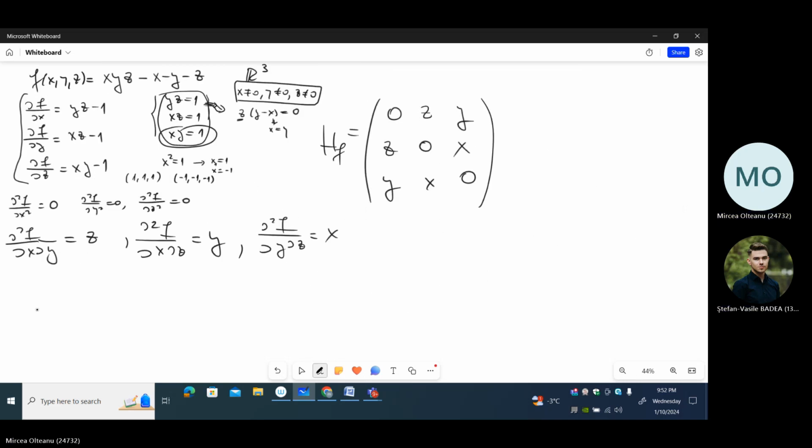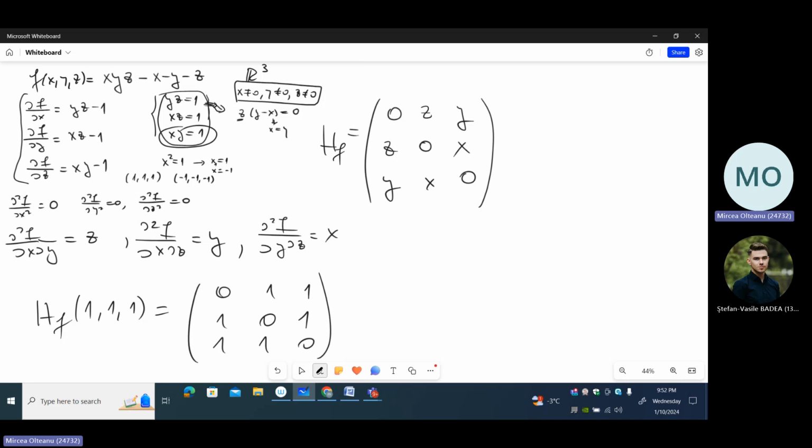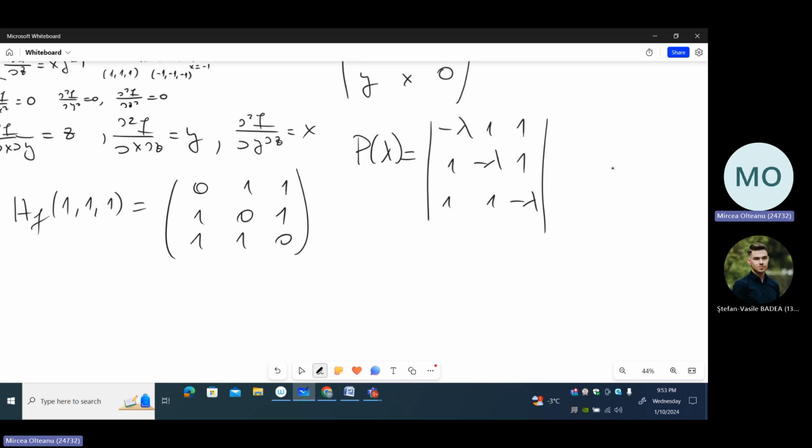And now at (1, 1, 1) the matrix is 0, 1, 1; 1, 0, 1; 1, 1, 0. Here the characteristic polynomial is the determinant of minus lambda, 1, 1; 1, minus lambda, 1; 1, 1, minus lambda, which can be computed by adding all the rows to the first one, for example. So we add the second row and the third row to the first.